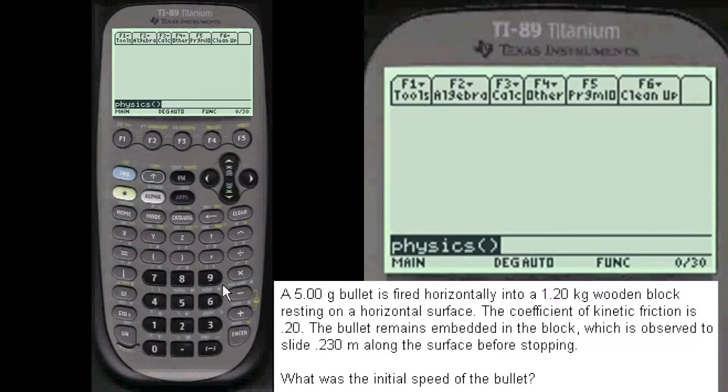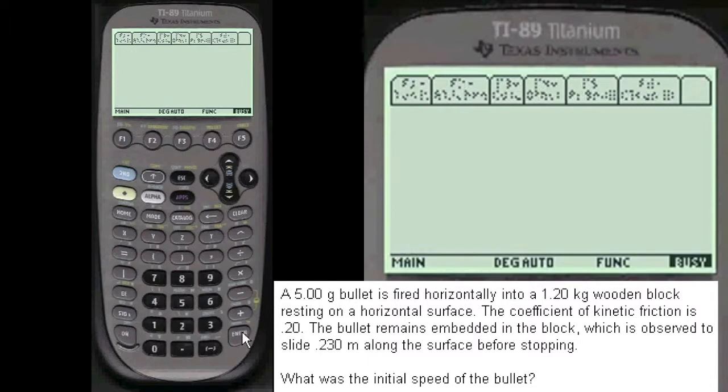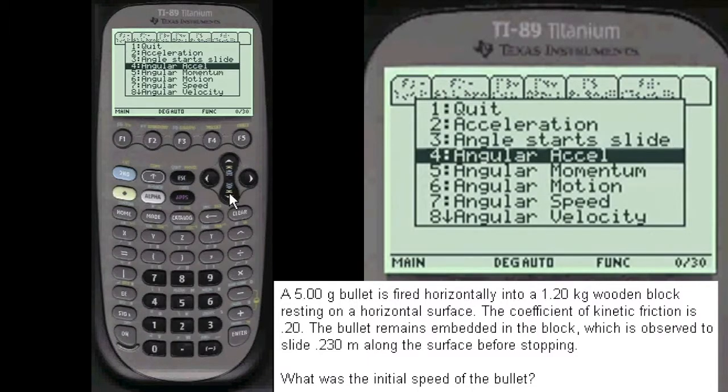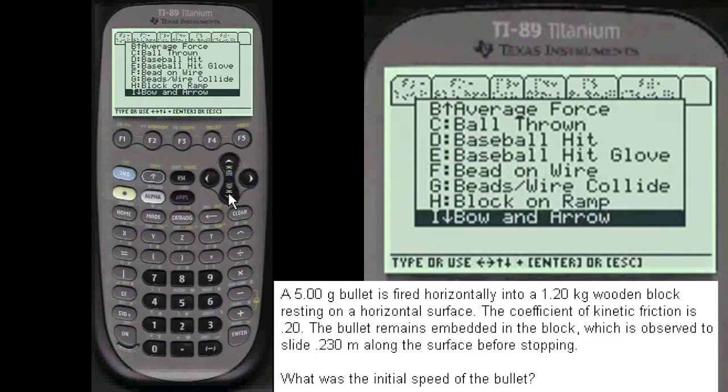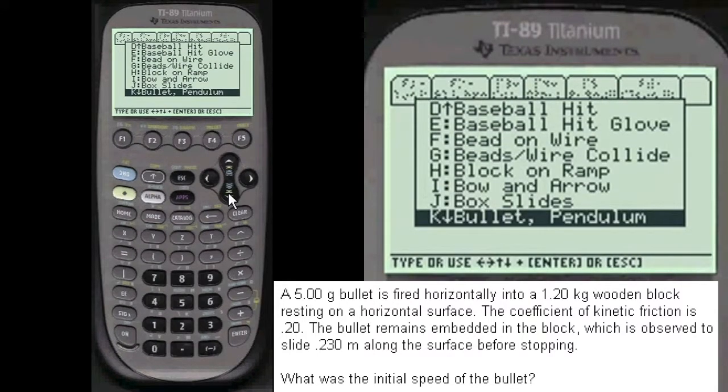Let's show you how my programs do on this one. Physics to get to my menu. And we're going to scroll down to bullet pendulum. This is a bullet on a surface, but they're the same calculations, except there wouldn't be a rise off the surface like there would be in a pendulum where it's on a string and is arcing.